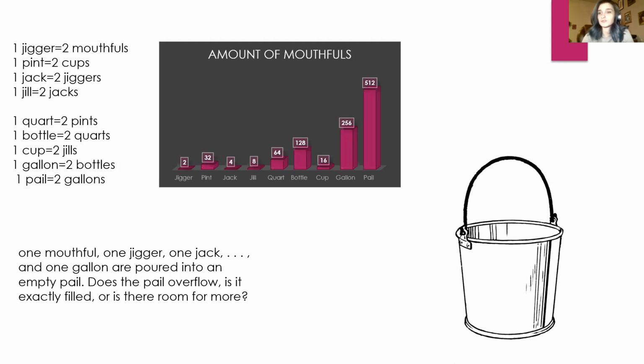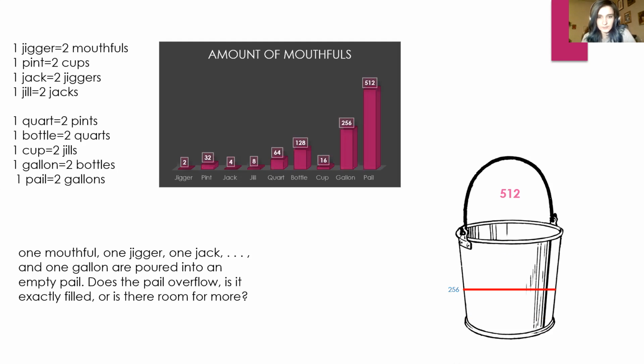So here's a pail. I drew this. Just kidding. It's clip art. I didn't draw this. I can't even draw a circle. I kind of started from the highest number and went backwards, but you can do it any way. So we've got 512 total mouthfuls in this pail. The first thing I'm going to do is put a gallon's worth of mouthfuls in here. So there's 256, and that takes up half of the pail.